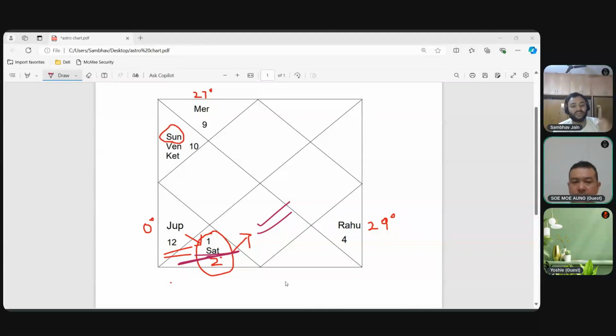But I will show you D9 also. Tomorrow we will do D9 of this native, Navamsha. We will do Navamsha in detail of this native.